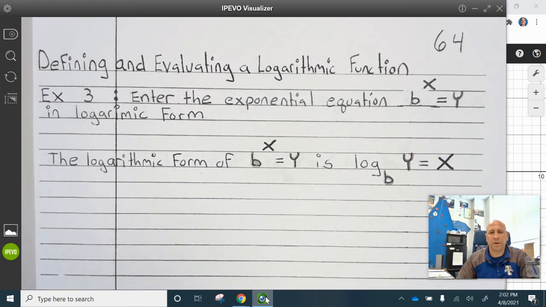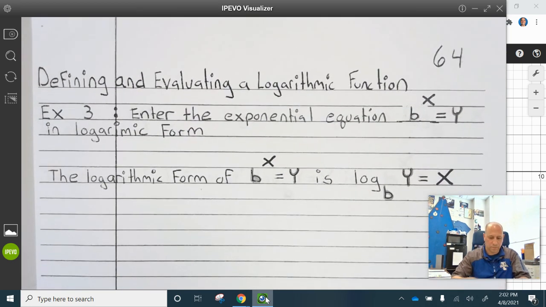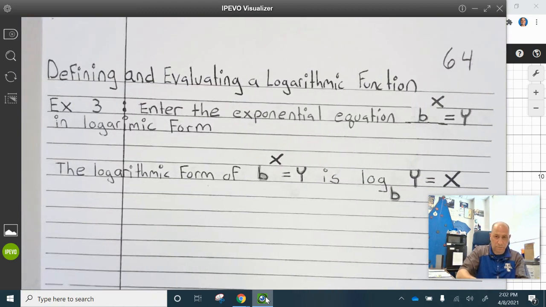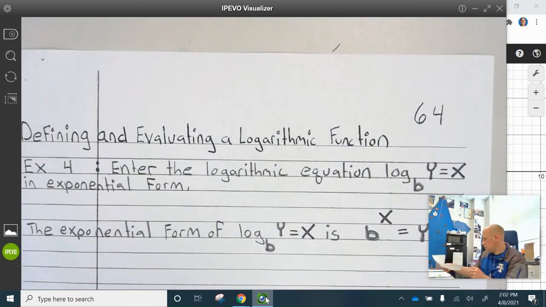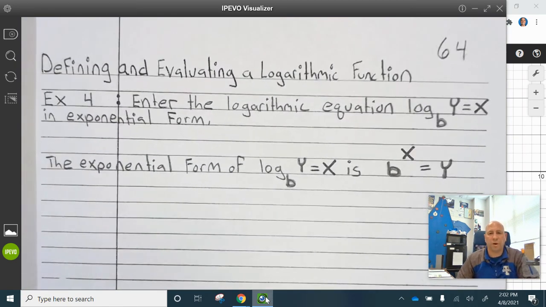Example 3: Enter the exponential equation b to the x equals y in logarithmic form. The logarithmic form of b to the x equals y is log base b of y equals x. All right, go and finish up example 3. Example 4: Enter the logarithmic equation log base b of y equals x in exponential form. The exponential form of log base b of y equals x is b to the x equals y. All right, go and finish up example 4.